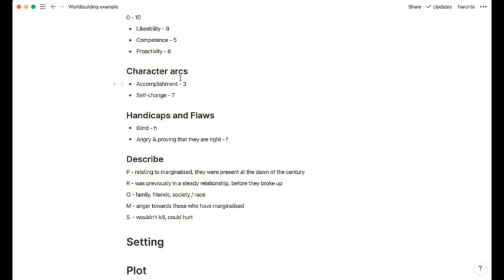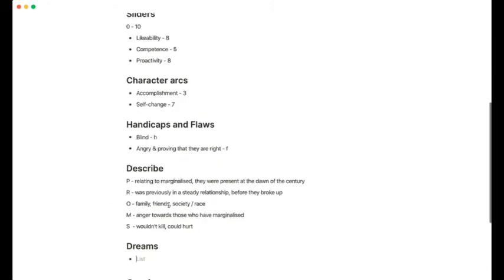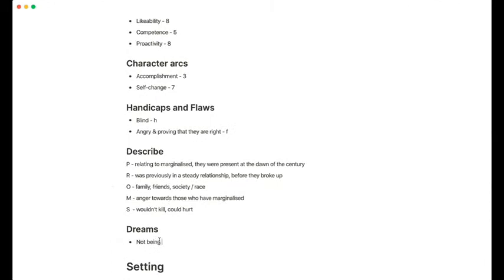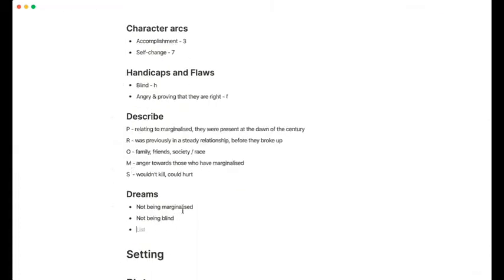And we need to also, at the very end, just quickly do dreams and quirks. So dreams. This character dreams of... this can become very obvious if you look back here. So this character would obviously dream of not being marginalized. This character would also dream of not being blind, as we've stated up here. And this character probably dreams of a steady relationship because they aren't currently in one.